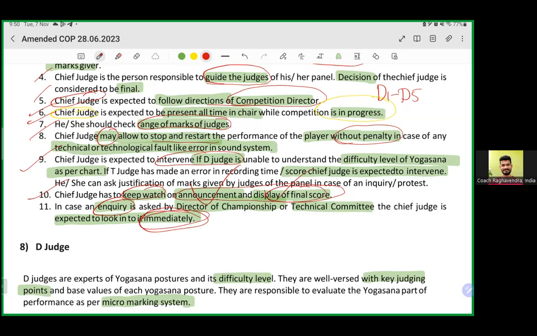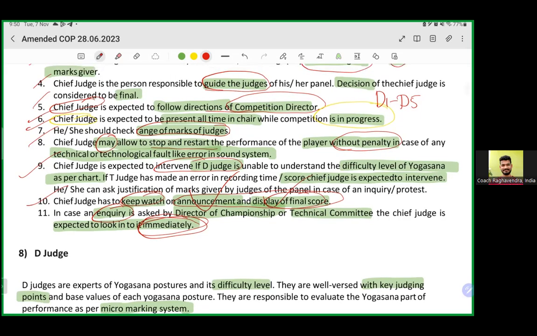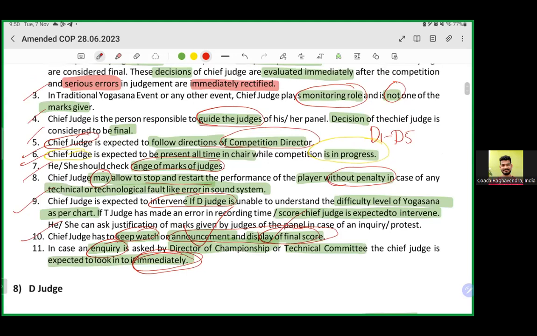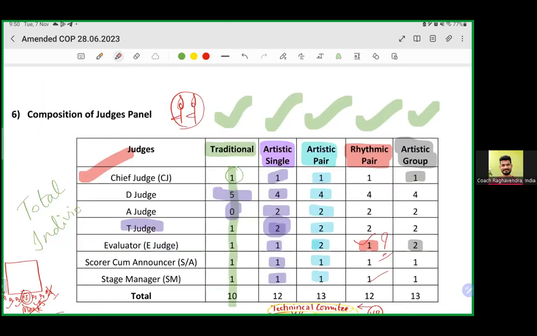Now we have just seen the chief judge. So let's overview the chief judge. The chief judge is only one person in traditional yoga, artistic yoga, pair, all the events. Hope it's clear. Now let's jump into the difficulty judge.